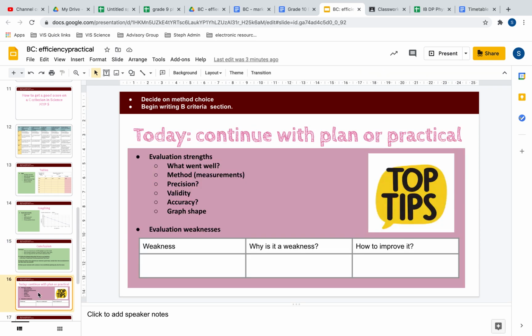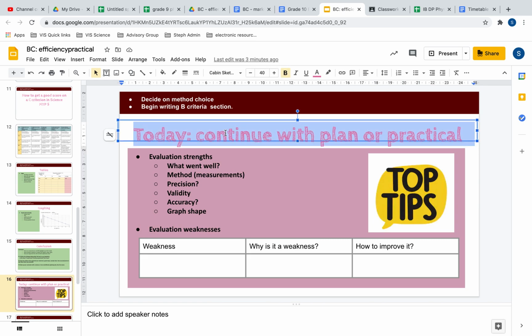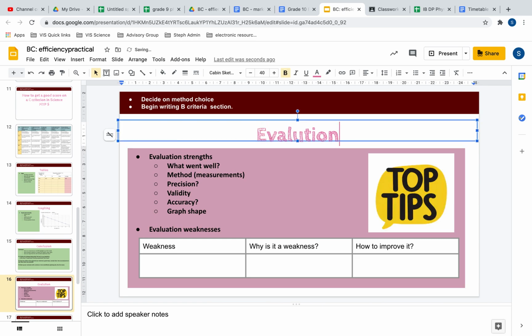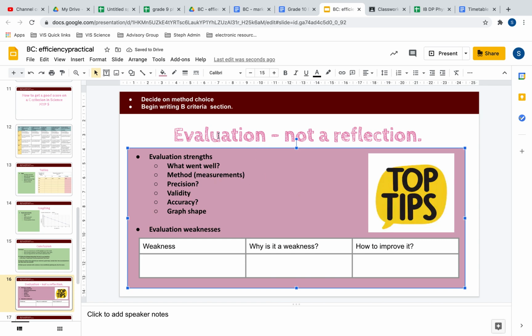The last part then is to look at your evaluation. So we're going to be looking at evaluations here. And in this case, we're going to be evaluating the method that you did. Now, this is not a reflection. It's an evaluation, not a reflection. By reflection, I mean, I don't need to hear that you and your partner worked really well, that you were super careful holding all the equipment, that you felt that you worked really quickly. None of that do I need to hear. You do just need to be talking about the method that you did.